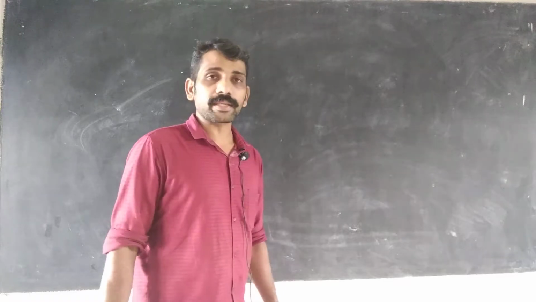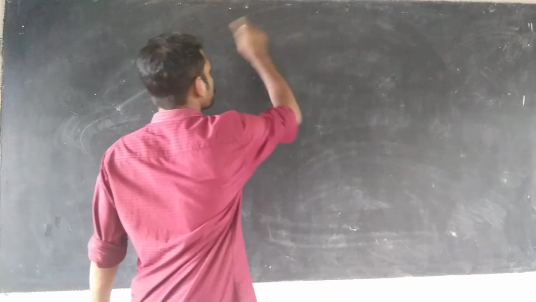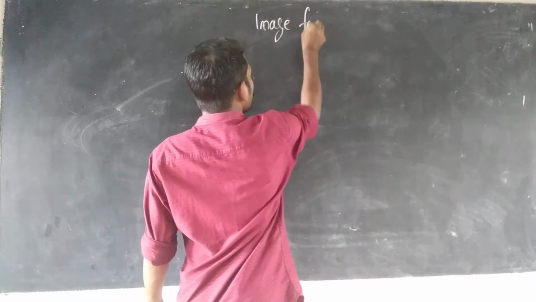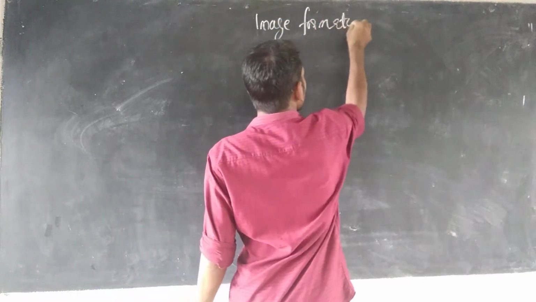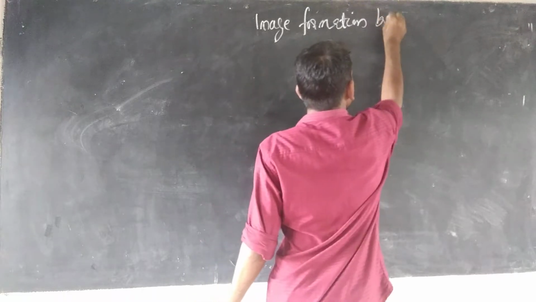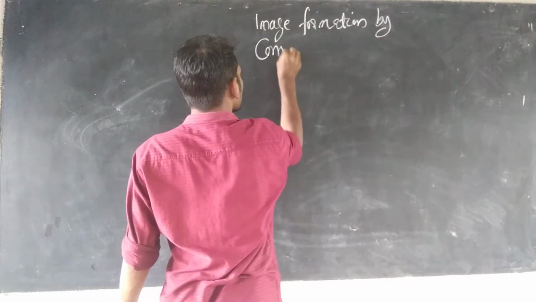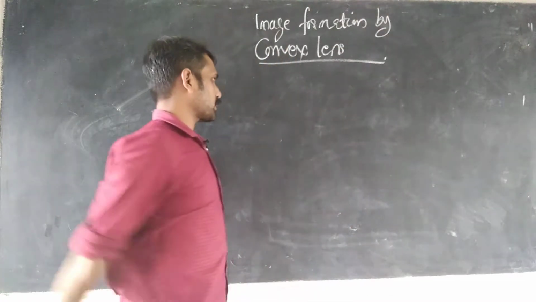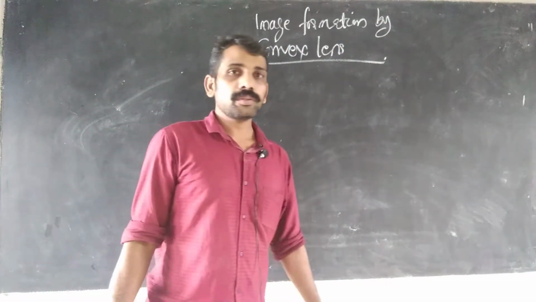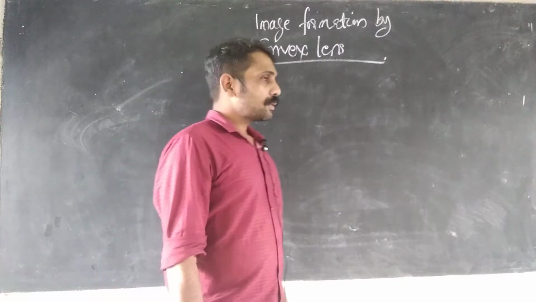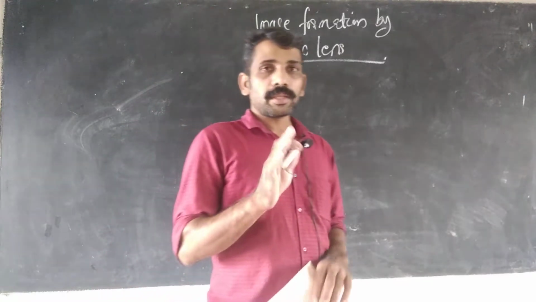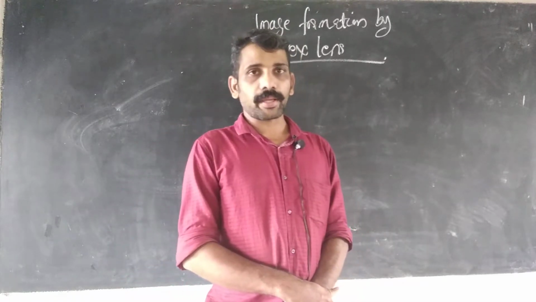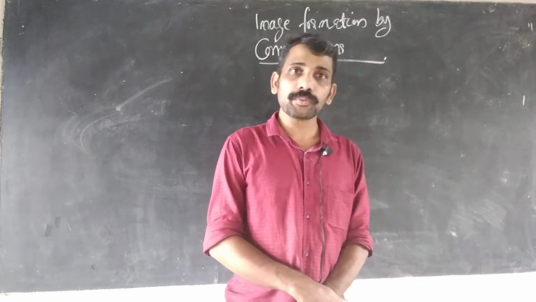So first we can study image formation by a convex lens. Those are the three image formations that we studied. So we are going to study the next one.